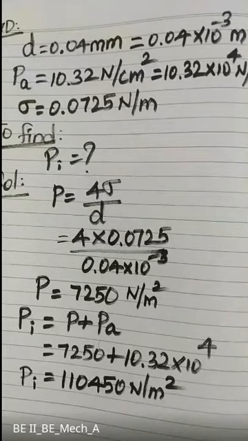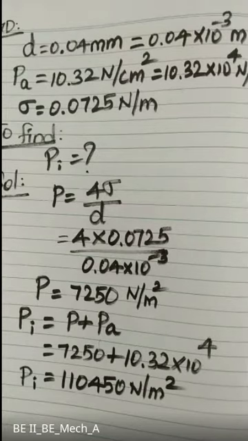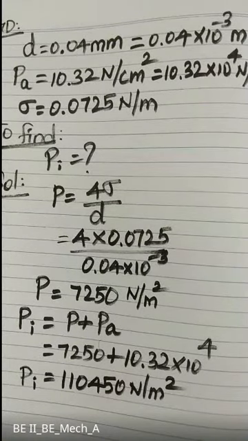Take surface tension sigma is equal to 0.0725 Newton per meter for water, and sigma is equal to 0.52 Newton per meter for mercury in contact with air.